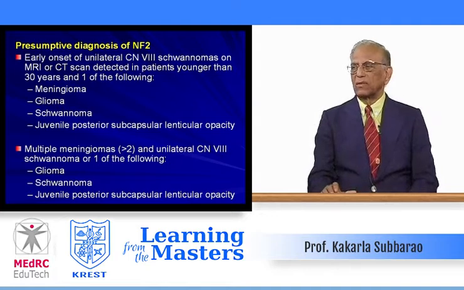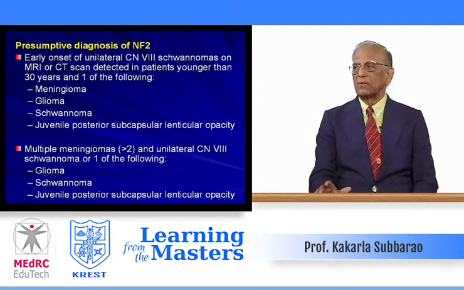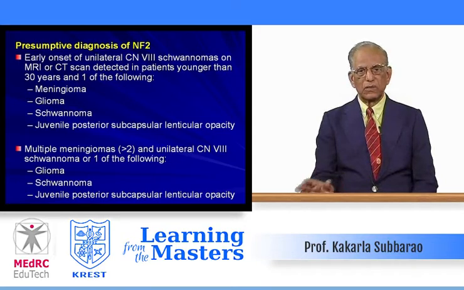Presumptive diagnosis of NF2: early onset unilateral eighth cranial nerve schwannoma on MRI or CT scan detected in patients younger than 30 years, and any one of the following, namely again meningioma, glioma, schwannoma, and juvenile posterior subcapsular lenticular opacity. Or multiple meningiomas, more than 2, and unilateral cranial nerve 8 schwannoma or one of the following. Again, same thing as glioma, schwannoma, etc.